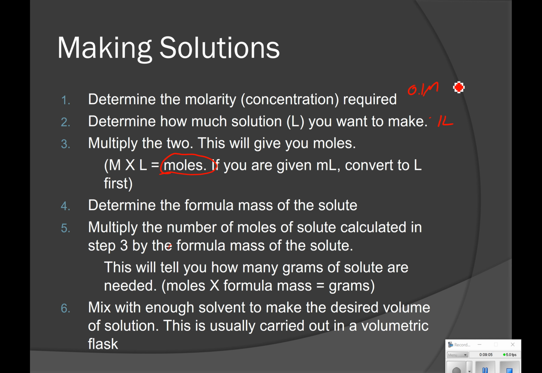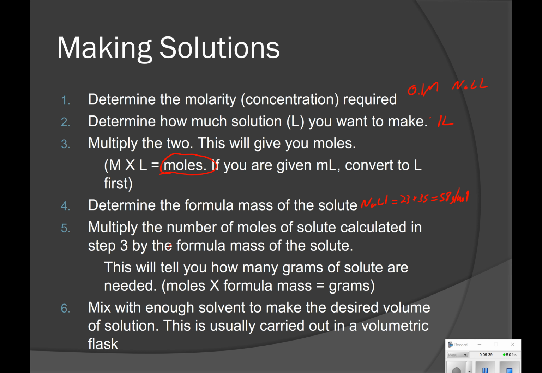So if I wanted to make a 0.1 molar solution of NaCl, if I multiply these two together, it's going to tell us how many moles of NaCl I need. If we're given milliliters instead of liters, we do have to convert to liters first. We want our units to always be in liters when we're doing any of our concentration stuff. We'll determine the formula mass of the solute, in this case NaCl. 23 plus 35. It's 58 grams per mole.